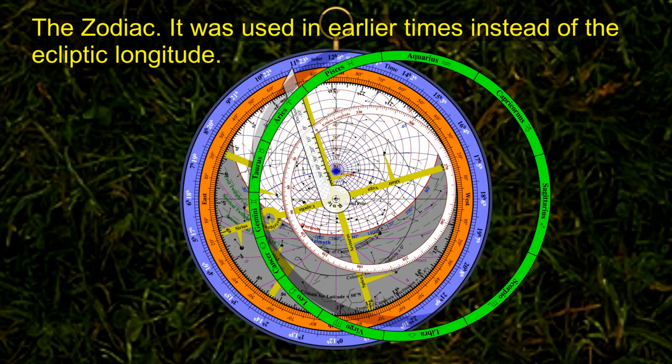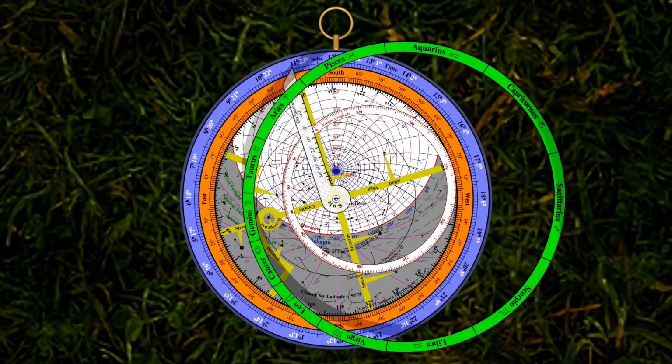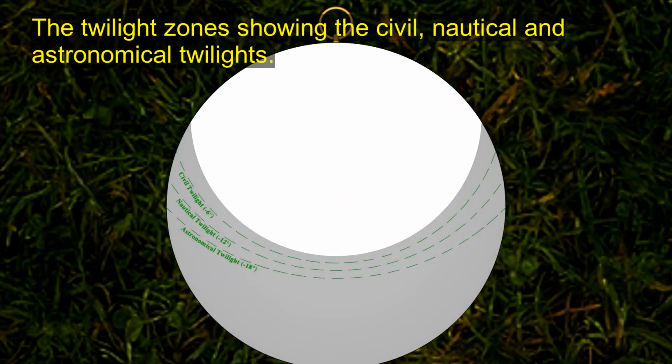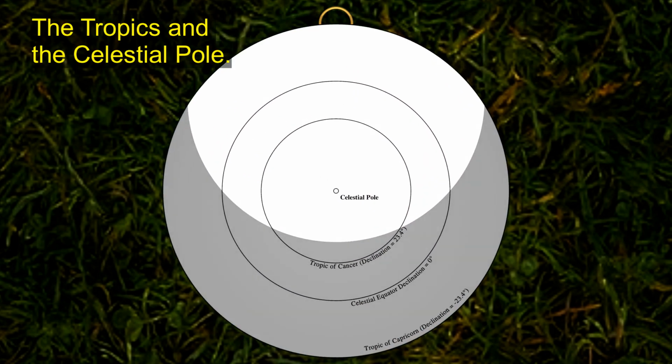The zodiac. It was used in earlier times instead of the ecliptic longitude. The twilight zones showing the civil, nautical, and astronomical twilights. The tropics and the celestial pole.